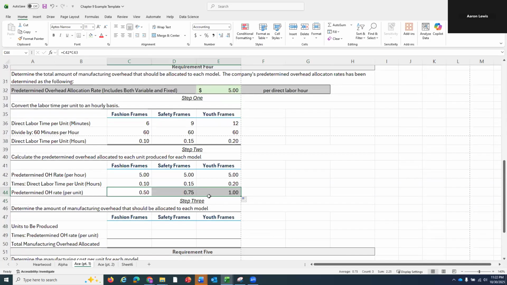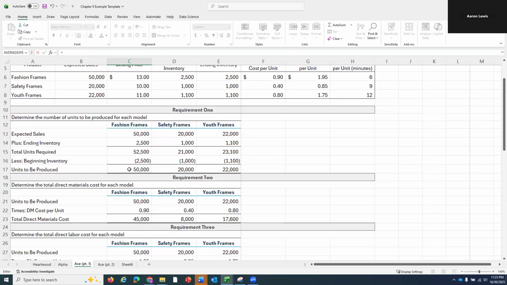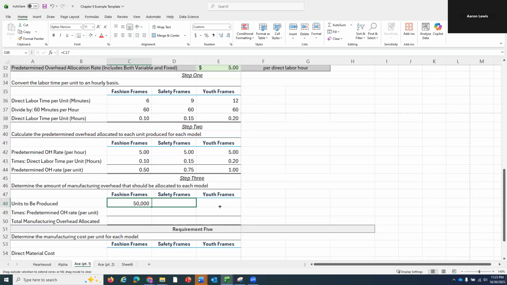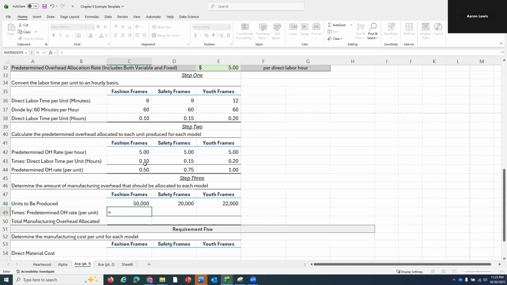So now I've got all of my cost per unit figured out. Let's figure out how much total overhead we're going to allocate to each of our models. And to do that, I'm just going to take the number of units that we are producing of each model, which has not changed. We can still grab it from the bottom of our production budget, 50,000, 20,000, and 22,000 respectively. I'm going to multiply it by that overhead cost per unit that we just calculated. So 50 cents, 75 cents, and $1 respectively. Fill handle to drag those in.